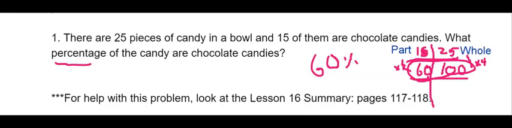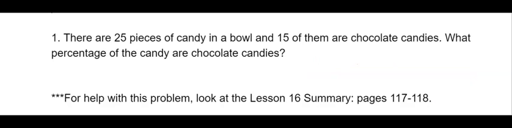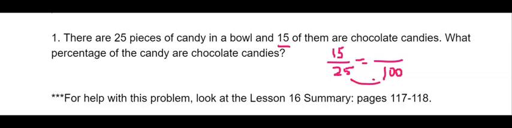Okay, the shortcut method is simply this. You put the part on top, and then on the bottom we put the whole amount. At that point we just try to find a fraction that has 100 in it, which is kind of what we just did before. 25 times 4 again is 100. 15 times 4 is 60. So clearly the answer is 60%. All right, and there is yet another way.